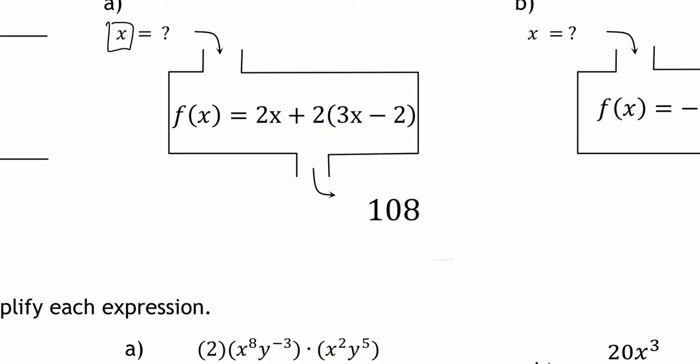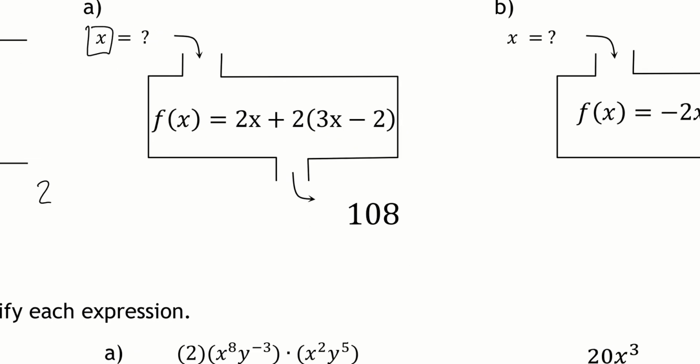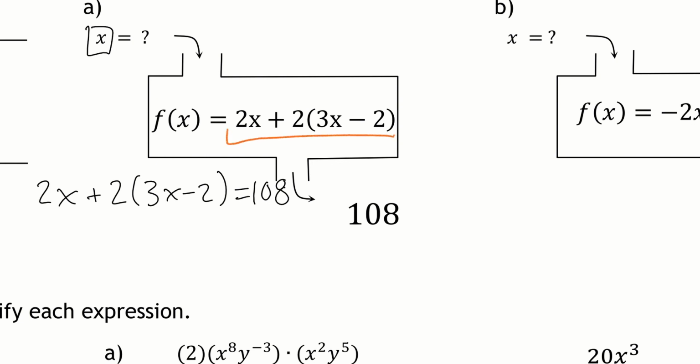Another way of saying that is I'm really curious about what value of x will make 2x plus 2 times the quantity of 3x minus 2 equal to 108. So I just wrote that equation. I'm trying to find a value of x that will make the definition for this function spit back the value 108. I'll go ahead and use the distributive property to rewrite this.